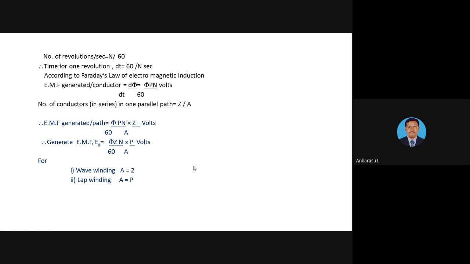We can apply it for either lap winding or wave winding. We substitute A equal to P for lap winding and A equal to 2 for wave winding. That gives the actual EMF equation of a DC generator. Lap winding is for high current and low voltage. Wave winding is for high voltage and low current.